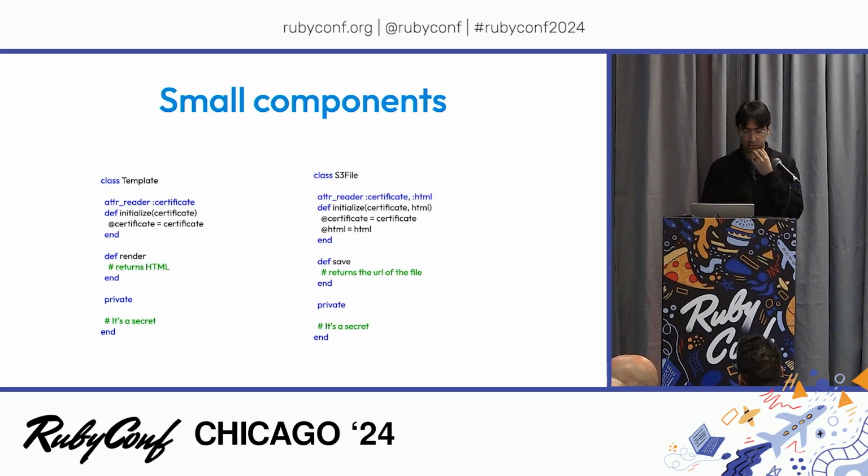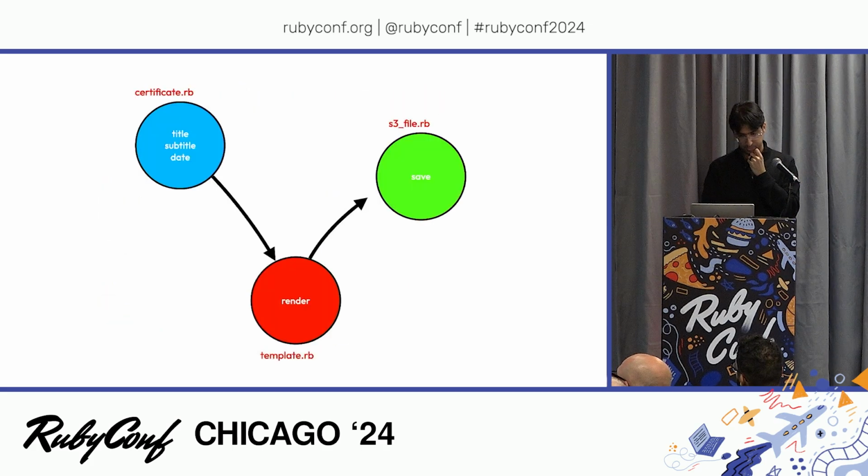So visually, this is what our design would look like. Instead of having one big organism doing things, it's actually like a little colony of little components. And they can talk to each other, right? You can send them these messages, title, subtitle, date, render, save, and each one does its own thing.